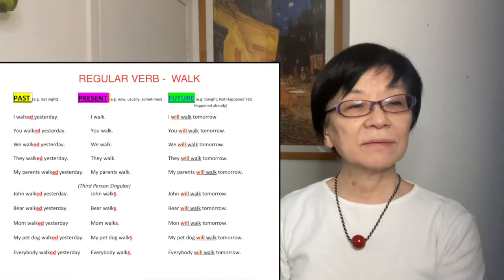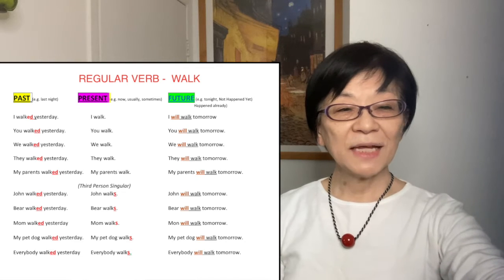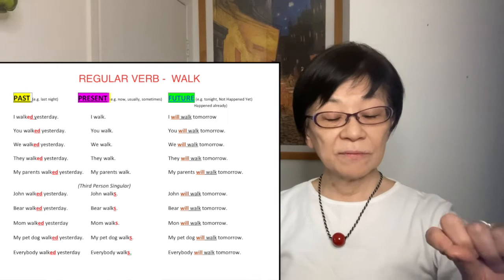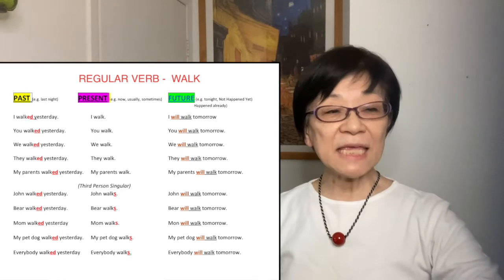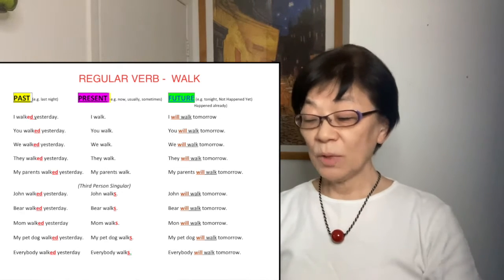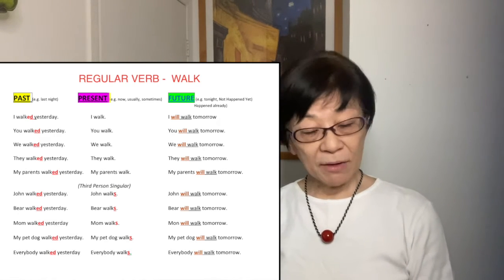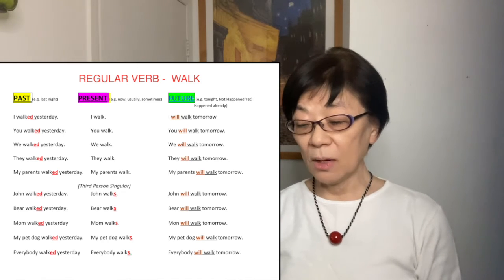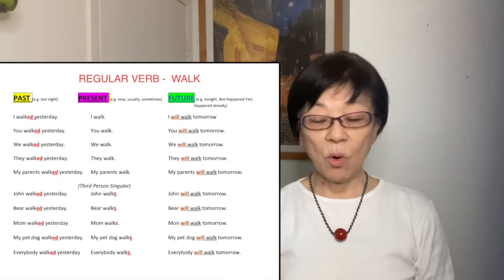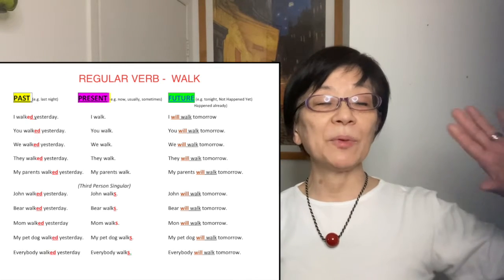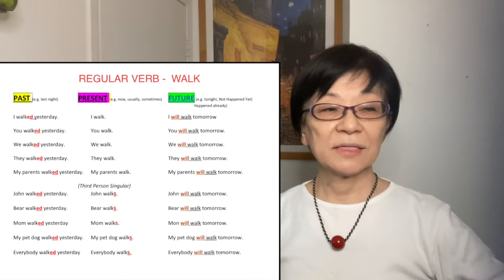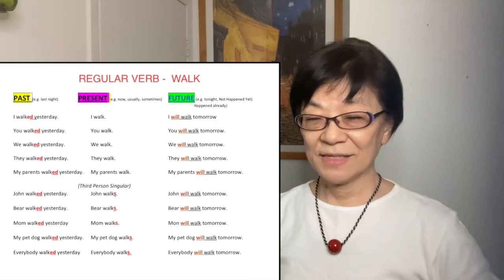What about the past? Okay, Daniele, what did you notice? The verb walk had all EDs. Walked. I walked, you walked, we walked, they walked. My parents walked. John walked, Bear walked. Mom walked, my pet dog walked. Everybody walked. Yesterday, that's something that happened yesterday. That's why it's the past tense, okay?